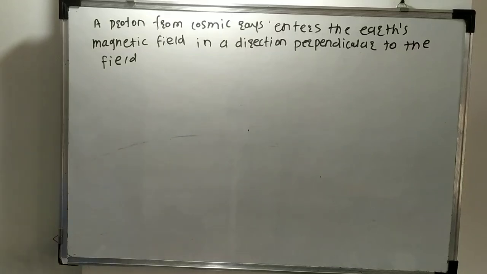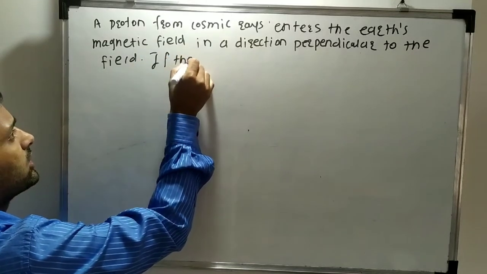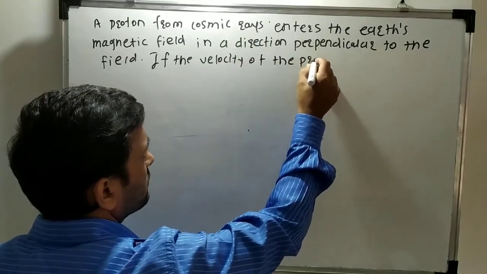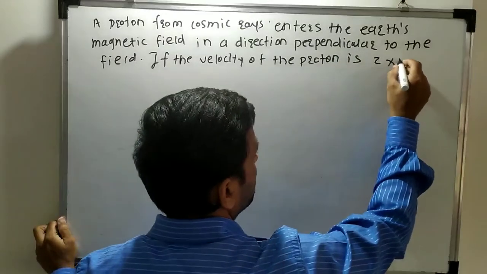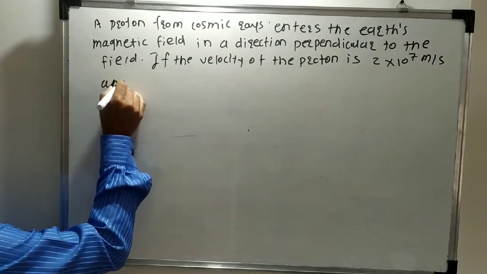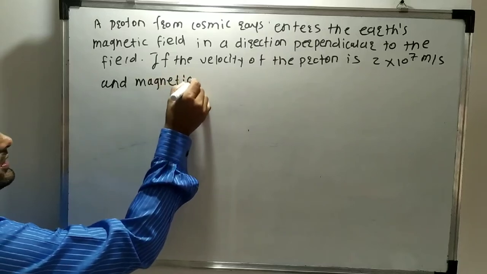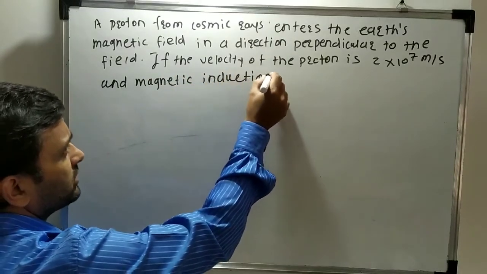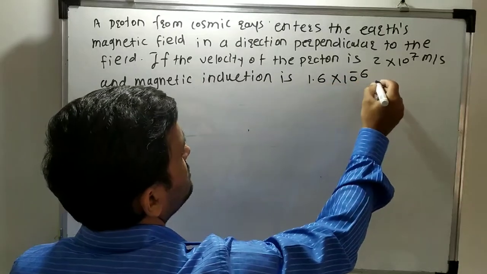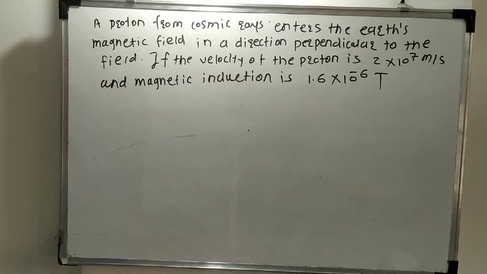If the velocity of the proton is 2 into 10 raised to 7 meter per second, and magnetic induction, that is B, what is the value of magnetic induction? 1.6 into 10 raised to minus 6 Tesla, or we can write Weber per meter square.